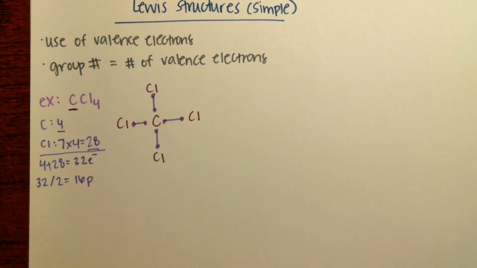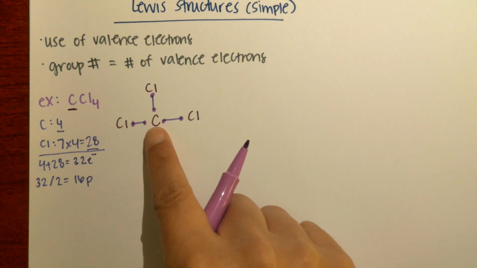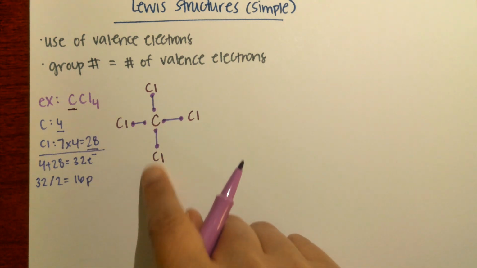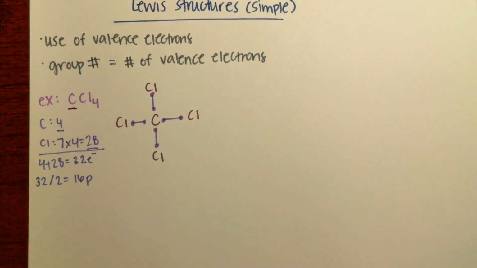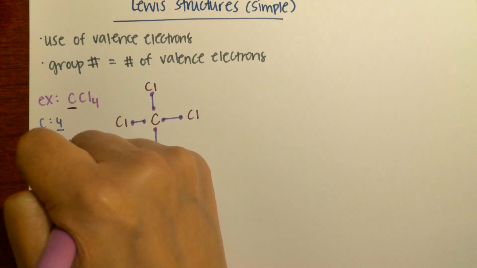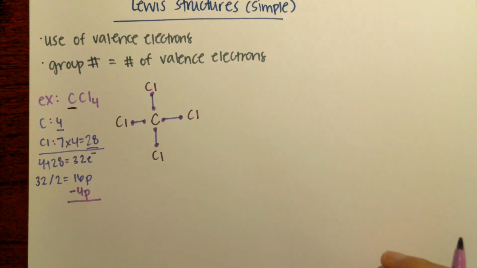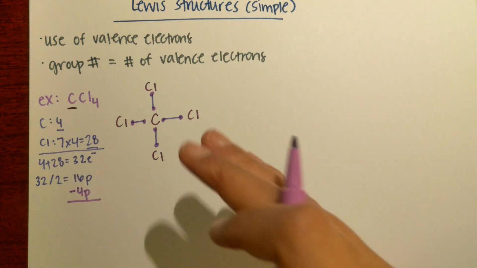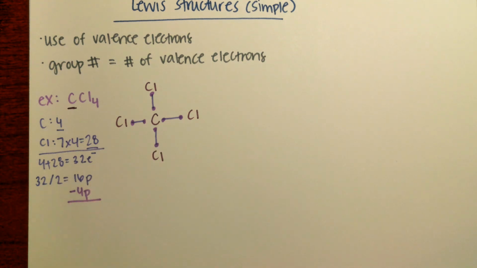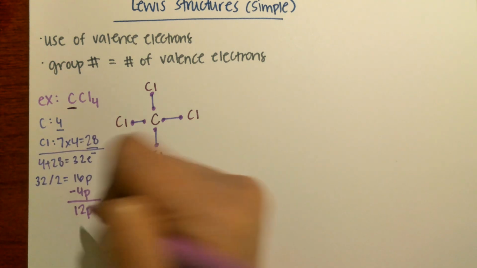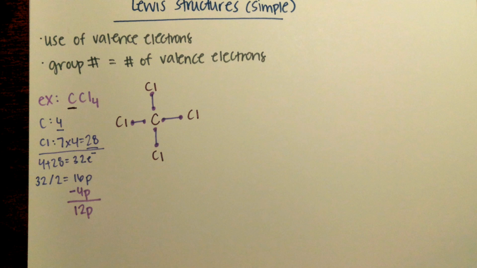A nice thing about this structure is that it is symmetrical. So whatever happens to this chlorine happens to this chlorine, this chlorine, etc. All right. So I added 4 lines, so I added 4 pairs of electrons. So I'm going to subtract 4 pairs. What I'm doing right now is keeping track of the electrons, so when I get to 0, that means I have added enough pairs of electrons to my structure. So 16 minus 4 is 12 pairs. I have 12 pairs left to work with.